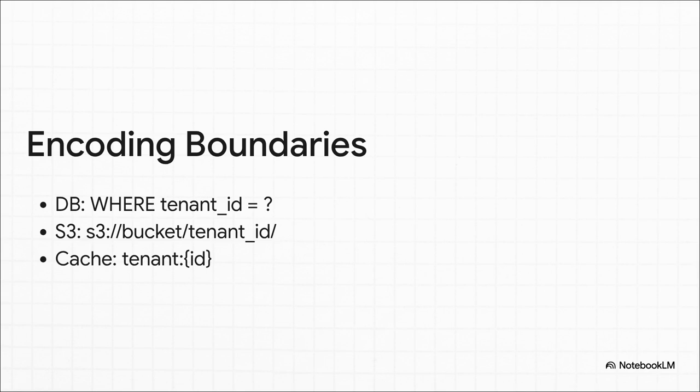Take cache keys, for example. Formatting it as tenant ID, asset ID, builds a literal fence around that data. If you only cache by asset ID, it's only a matter of time before Company A sees Company B's cache data. Encode that boundary everywhere.